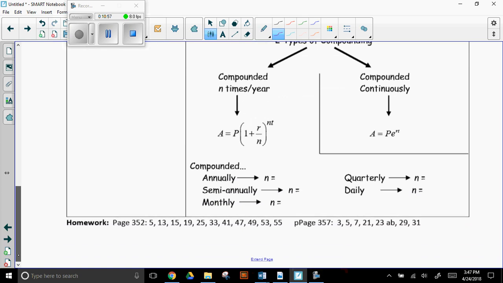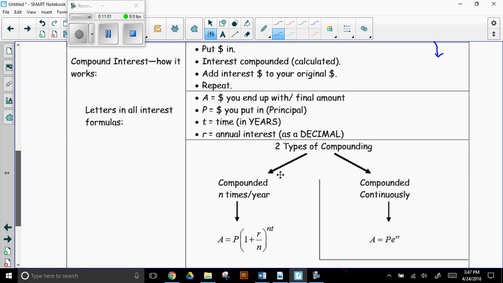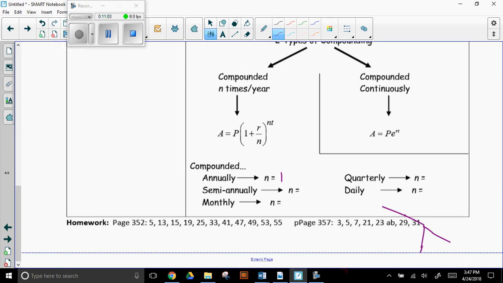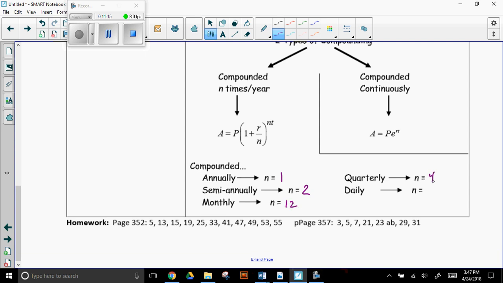One more abbreviation is N. N is the number of times it's compounded. If it says annually, that means N equals 1. If it says biannually, that means 2. Biannually or semi-annually, it's the same thing. Monthly is 12, quarterly is 4 times a year, and daily is 365.